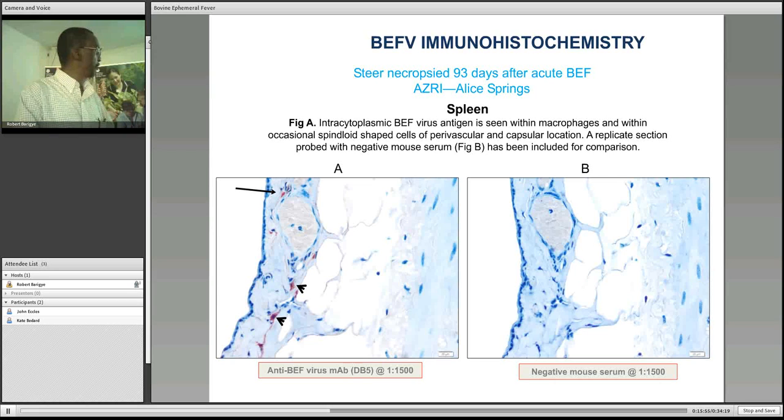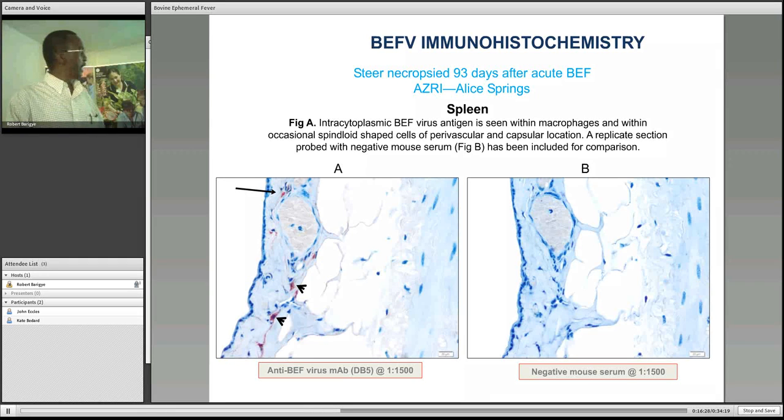On this side, you have the negative control probed with mouse serum. Here is, of course, our monoclonal antibody as the probe. Now, something so remarkable about this animal is that this was 93 days from the time acute BEF was diagnosed. I thought that was remarkable because the only time that we knew the virus could be detected in an infected animal was that window during the acute phase of the disease, for at most 5 days.